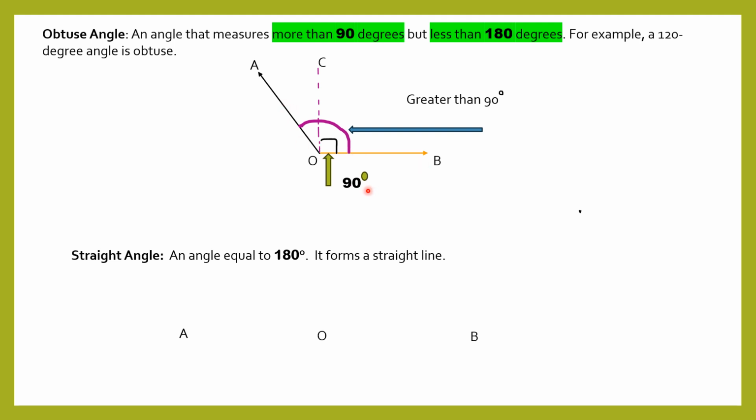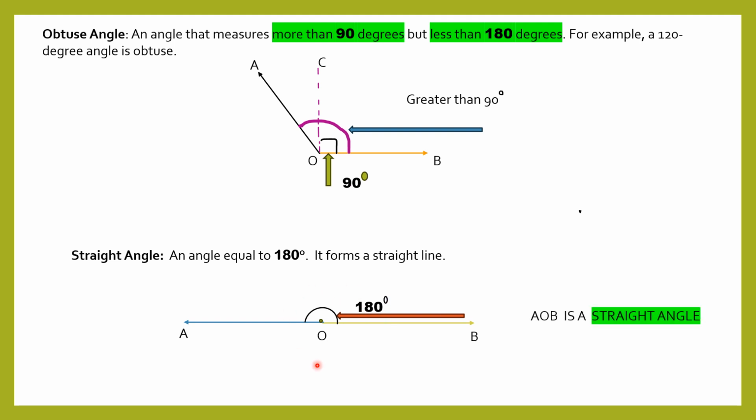Now let's understand what is a straight angle. An angle equal to 180 degrees. It forms a straight line. So in the figure given below, the two lines OB and OA meet at the point O, where it forms an angle of 180 degrees. So OAB is also called a straight angle.